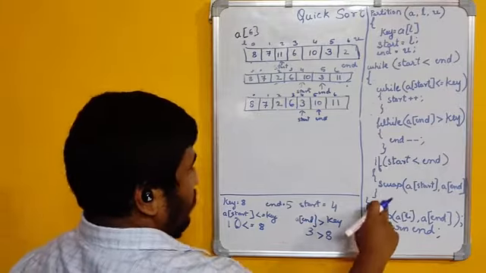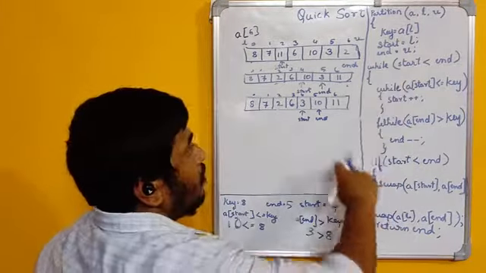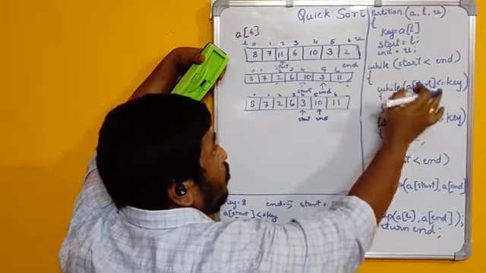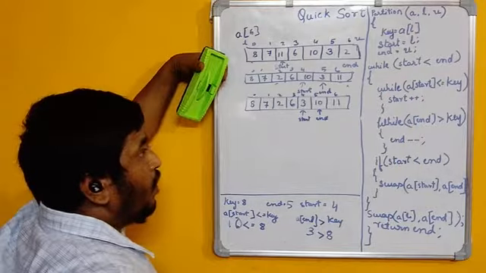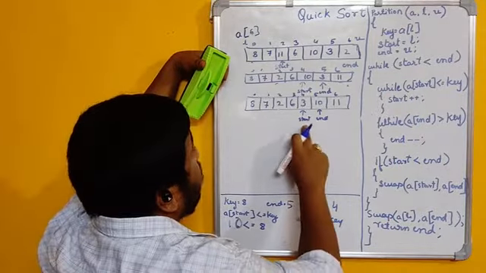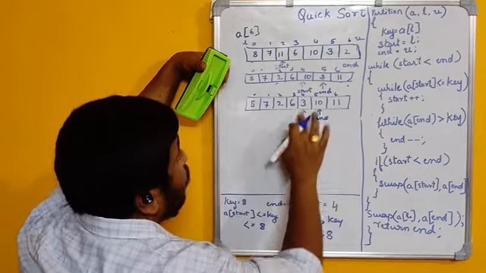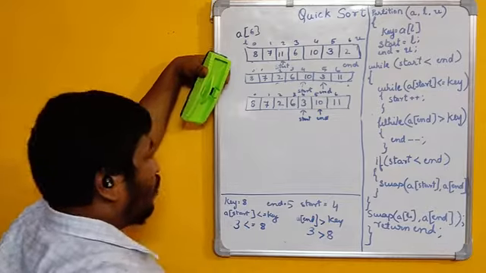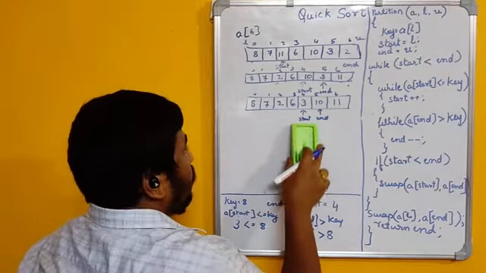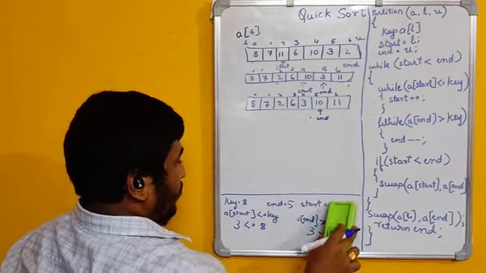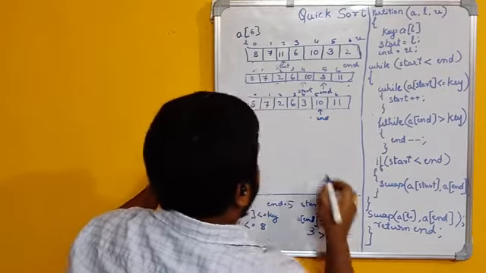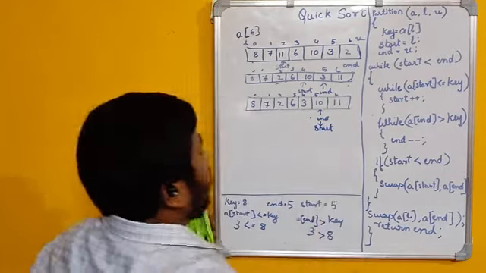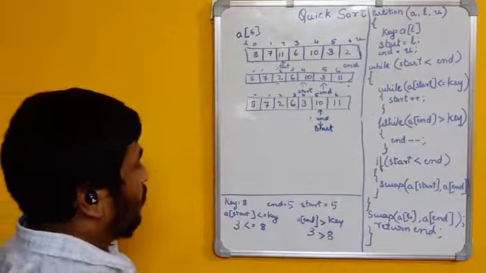Okay, again see this loop, again it will go to the while loop. Now start is 4, end is 5. So this condition is true. Again we have to check A of start is less than or equal to key. A of start is A of 4. A of 4 is what? 3. So 3 is less than or equal to 8. So we have to increment the start. So 5, and now start and end are both pointing to the same position.